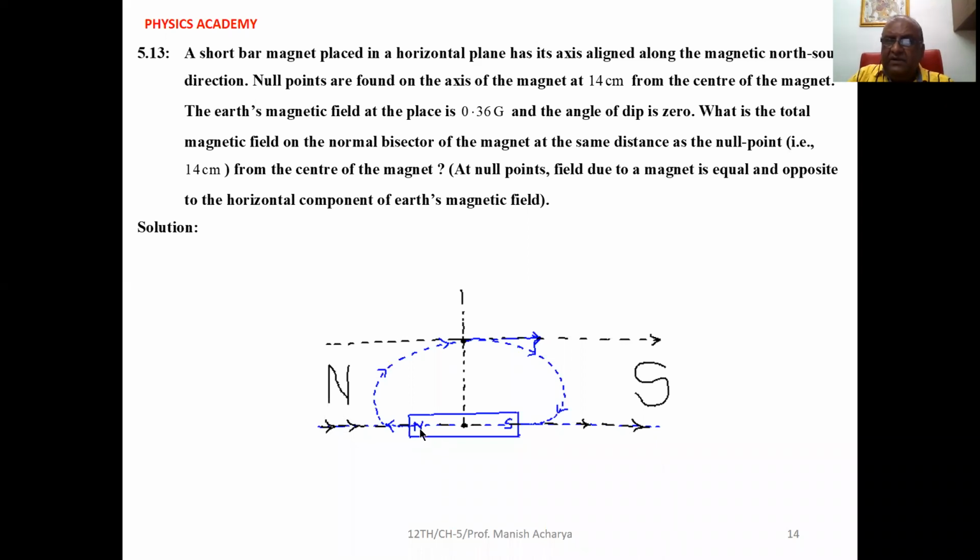Here, if the north pole of the magnet is towards the north of external field and south of the magnet is towards the south of the external magnetic field, then and then only the null point will be on the axis. And on equatorial line, you will never get the null point. But if the magnet is in the opposite direction than shown in this figure, then null point will be obtained only on the equatorial line. You will never get the null point on the axis of the magnet.